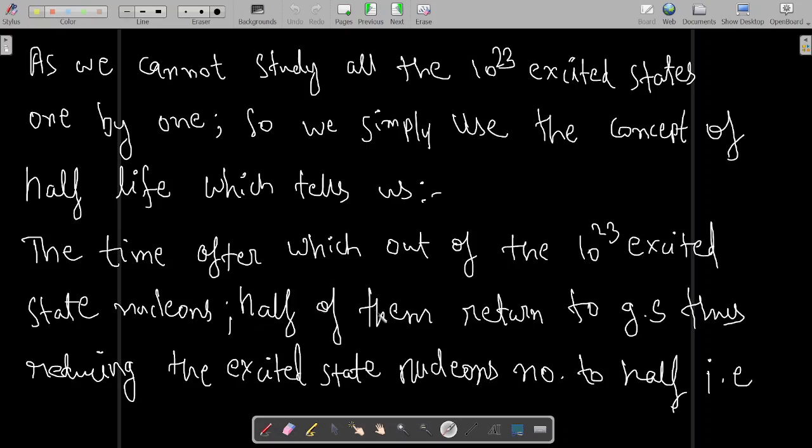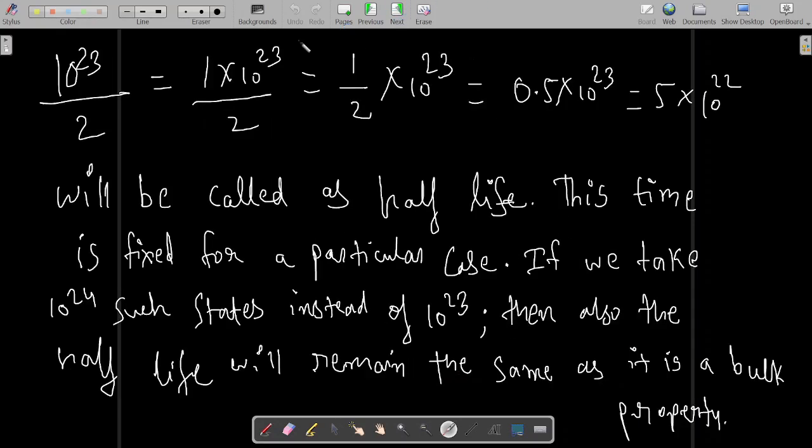Half of them return to the ground state, thus reducing the excited state nucleons number to half. That is 1 by 2 into 10 to the power 23, equal to 0.5 into 10 to the power 23, equal to 5 into 10 to the power 22. So this will be called the half-life. Now let us understand what will happen.